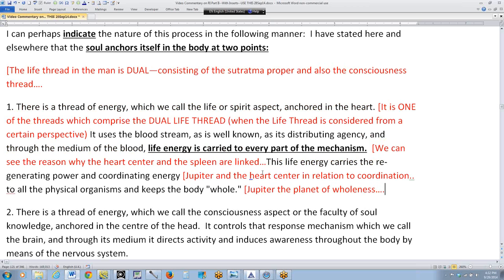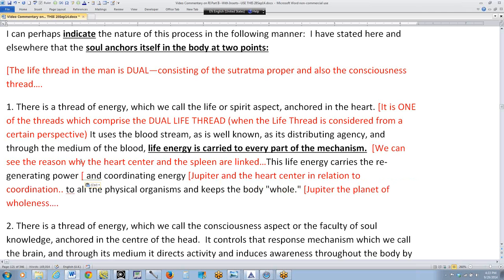Okay, so a thread of energy, which we call the life or spirit aspect, anchored in the heart center, and to whatever degree actually affecting energetically the heart itself and the bloodstream. It uses the bloodstream, as is well known, as its distributing agency, and through the medium of the blood carries energy. Life energy is carried to every other part of the mechanism. So when we are fatigued, we can look to the heart center and its stimulation, its relationship to the spleen. This life energy carries the regenerating power, revivification, we might call it, and coordinating energy to all the physical organisms, and keeps the body whole.